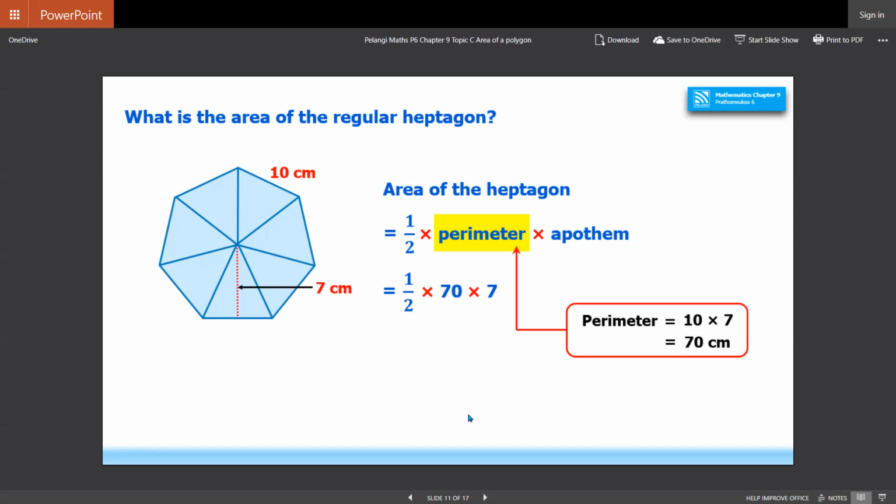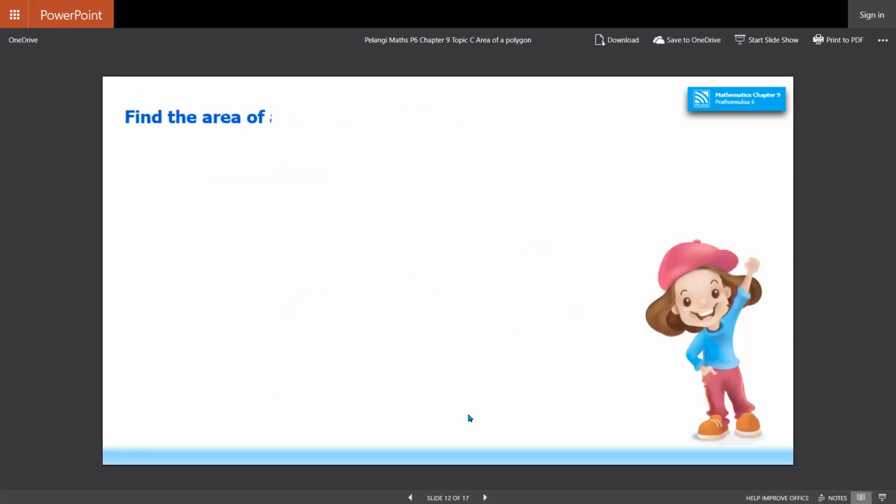All right, so one more time. Piraya, what's your final answer? 1/2 multiply 70 multiply 7. What's your answer? That should be about 35 times 7. 245. Good. 245 centimeters squared. Do not forget the unit there. Okay, that's the answer.